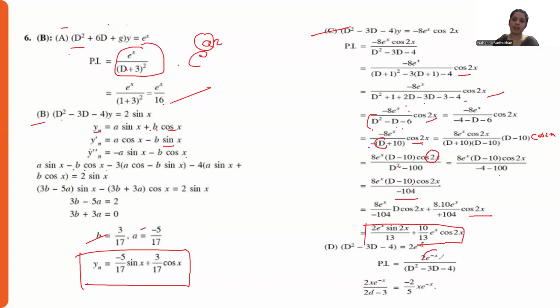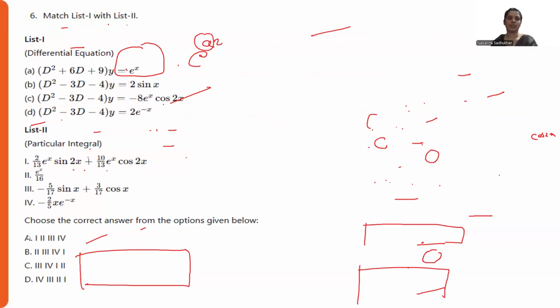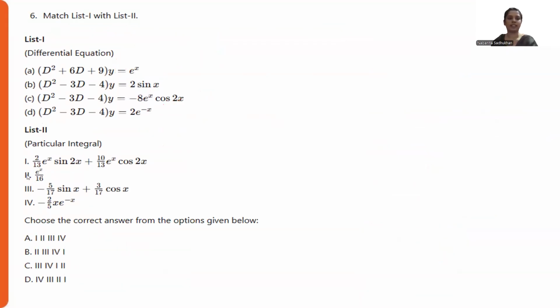Similarly, we have e to the power minus x in option D. So in place of D, we are going to put minus 1, and solving it, we got this to be the particular integral for option D, right? So from there, we can say which one is correct. We can simply determine that this is for option D. So D is going to be matched with 4. So option A is going to be our correct option, right? Okay, great.